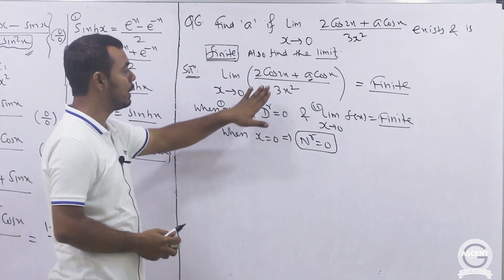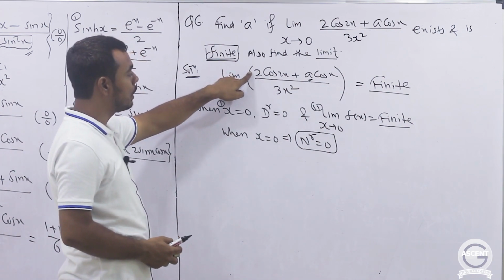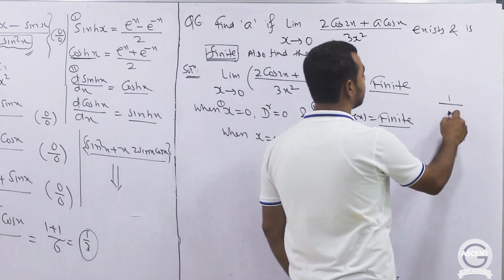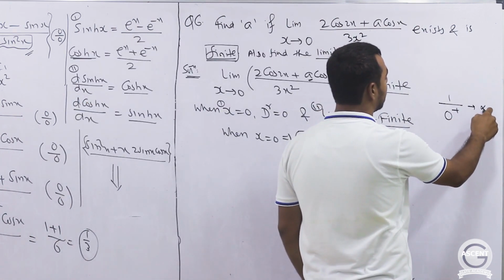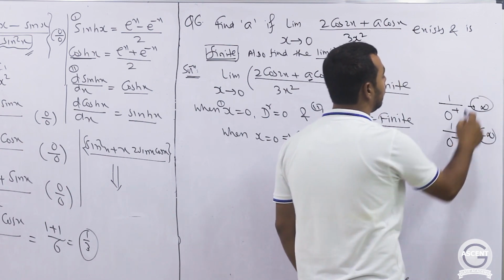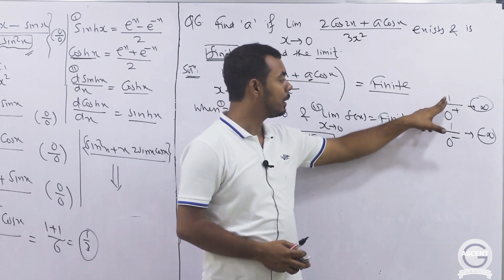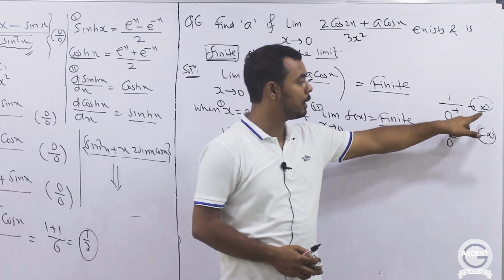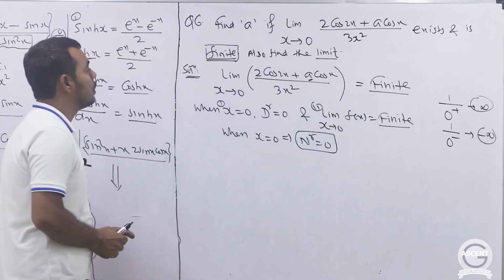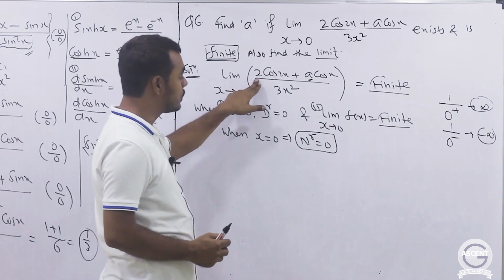If say the numerator is non-zero, then what will happen? You will get some non-zero number in the numerator divided by 0, and we all know that 1 by 0, if it is 0 plus, then it becomes plus infinity. If it is 0 minus, then it becomes minus infinity. But in any case, if the denominator is 0 and the numerator is some finite number, then the limit will be plus infinity or minus infinity. So this means the limit will be finite only when the numerator is also 0.